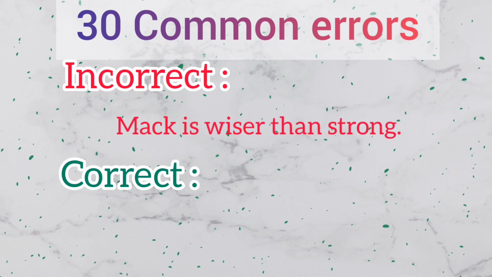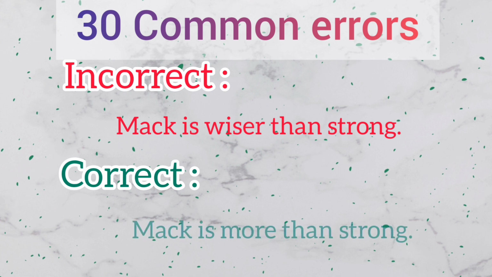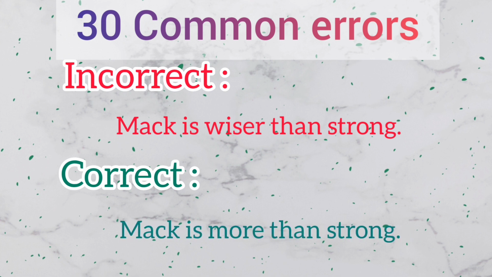Next one is "Mac is wiser than strong." The correct sentence is "Mac is more wise than strong." The comparative in -er is not used while comparing two qualities of the same person or thing.